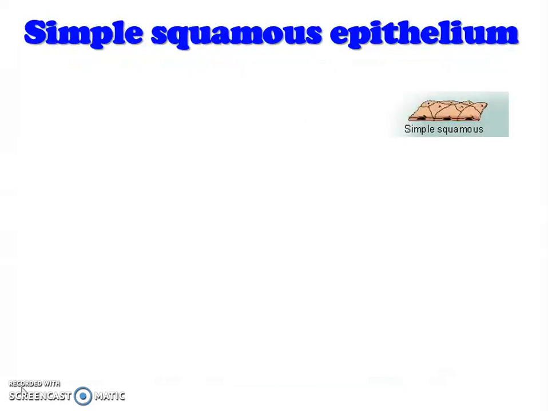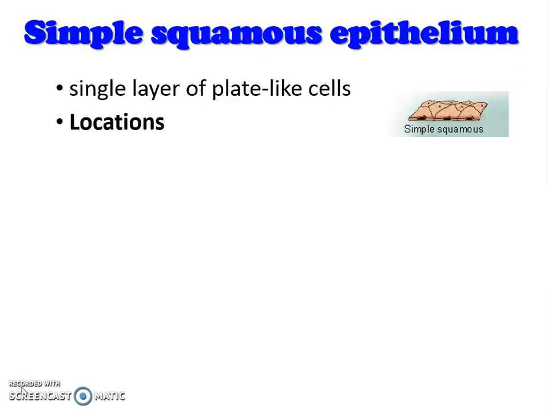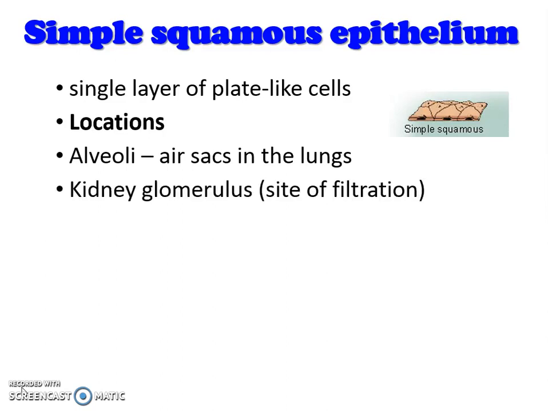Okay, so the first tissue we're going to look at is simple squamous epithelium. As the name implies, it is a single layer of flattened plate-like cells. We find simple squamous epithelium in alveoli, those air sacs within the lungs. And when you think about it, it makes sense because we're going to have oxygen and carbon dioxide moving in and out of the lungs and into the blood. So we want the alveoli to be thin. So we want those thin plate-like cells and only a single layer of them.